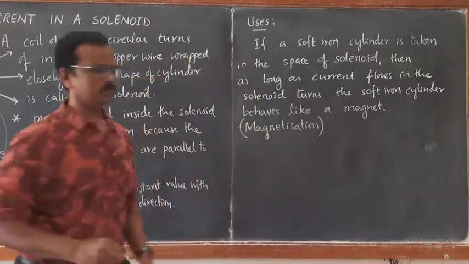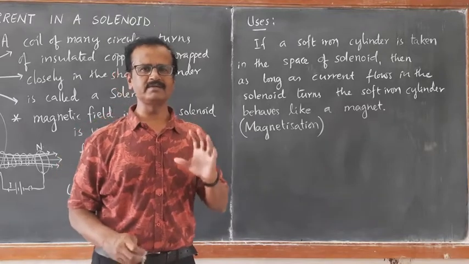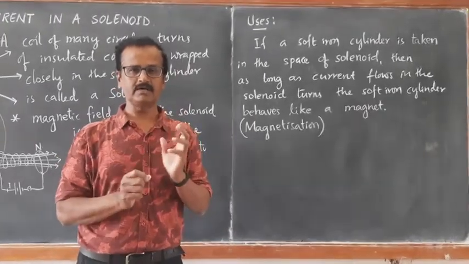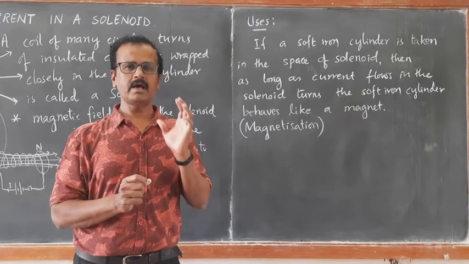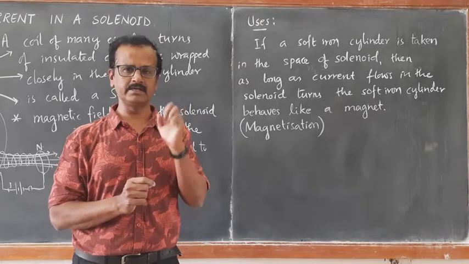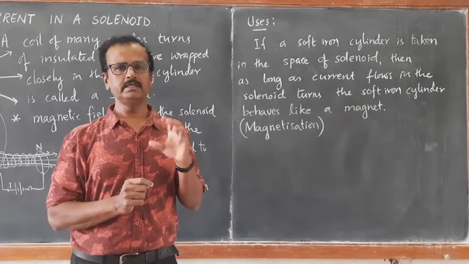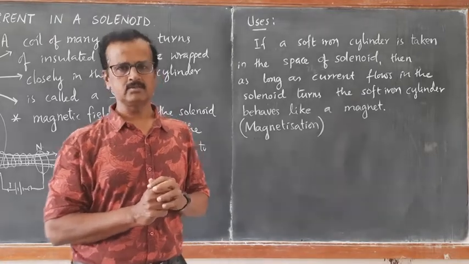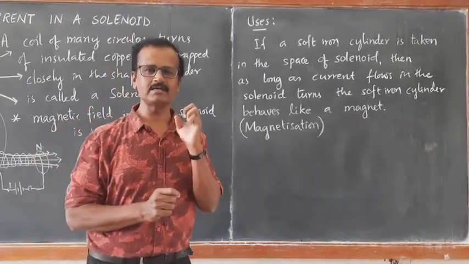Soft iron, don't think it is very soft. Soft iron is a class of iron which is of good quality. If the carbon content of iron is reduced, then it is very good quality iron, and it is called soft iron. Soft does not mean that the iron is soft. Good quality iron is called soft iron.